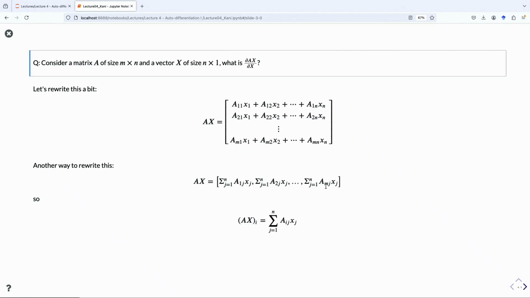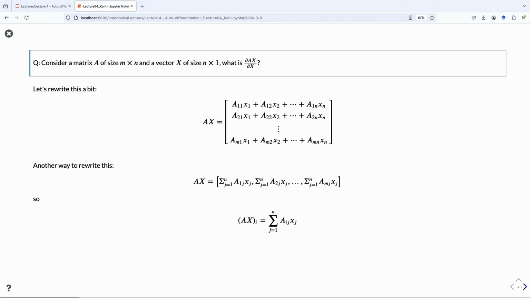Another way to rewrite this is that each element in this vector is the sum of, again, the row, sorry, the row of A, yes, the row of A times the vector x_j, the sum of all those elements. Another way to write this vector is simply that each element i of this vector is equal to the summation of the row of A times the elements of x. Does that make sense?